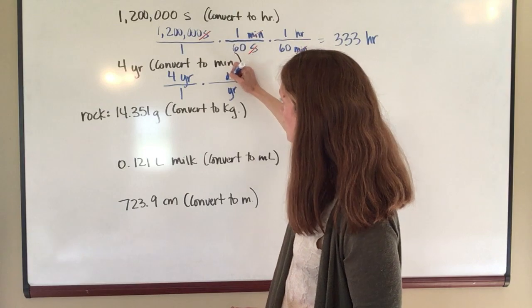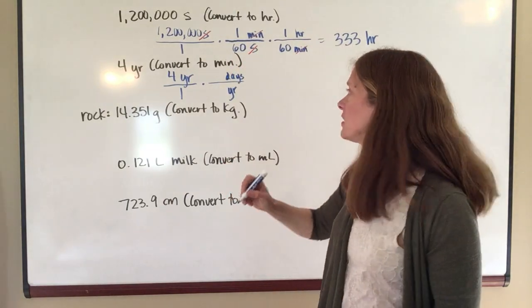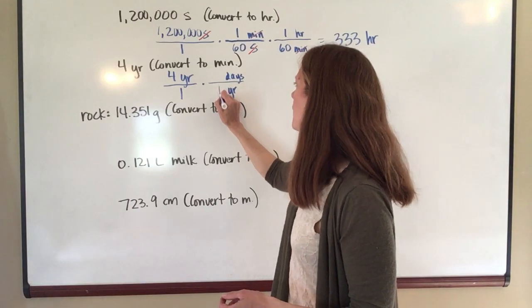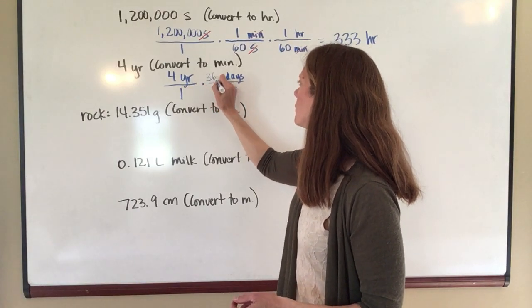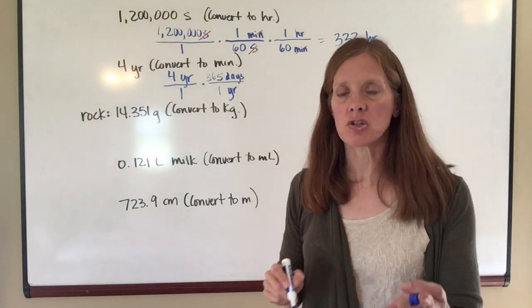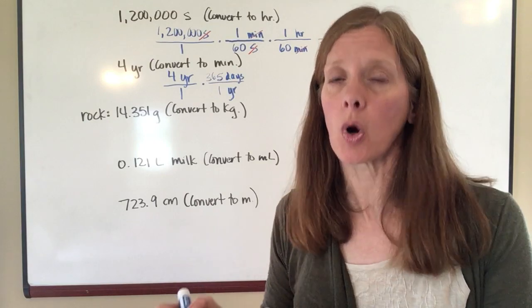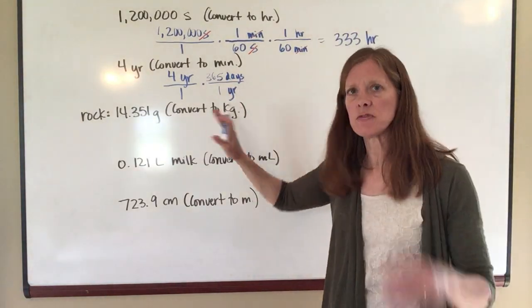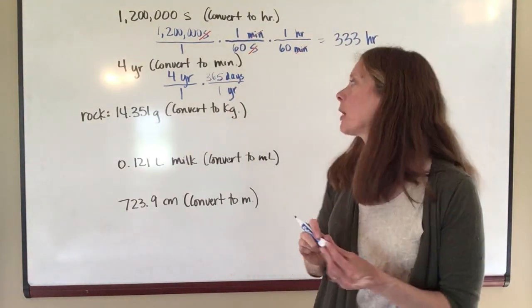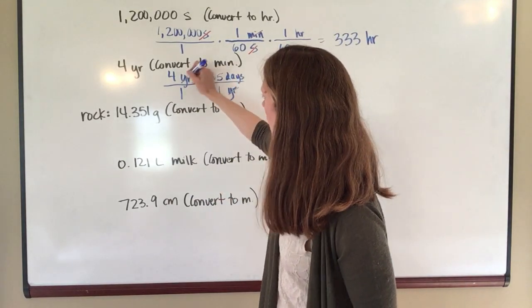I know how many days are in a year, and so I could multiply by that and change it to days. In 1 year, there are 365 days. Now, yes, for those of you who are perfectionists, I have rounded that. It's technically 365.24, but 365 is close enough for our purposes for this type of problem. Okay, so my years are going to cancel out.